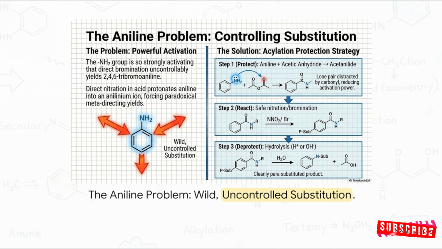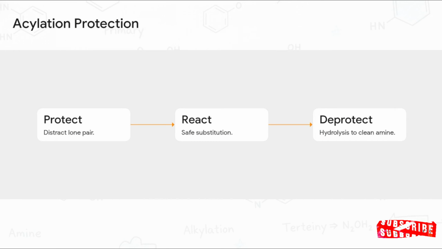And what if you try to nitrate it in strong acid? The acid protonates the amine, taking our powerful ortho-para-director and paradoxically turning it into a meta-director. It is pure chemical chaos. The elegant workaround for this is the acylation protection strategy. It breaks down into 3 super simple steps. Protect the group, run the reaction safely, and then deprotect to get your clean product.